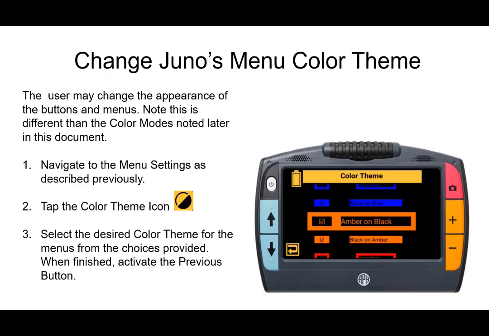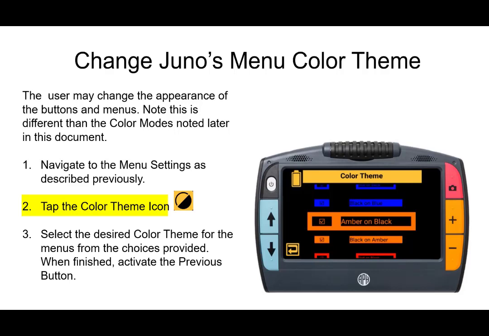That's in the user guide. We've been using that through this whole presentation and probably will continue to do that, but it's important to tell you how to change how those menus appear. So it's possible to do that by navigating to the menu settings that we've talked about in previous slides, and you're going to tap the color theme icon, which is that circle that has half of it a darker color and half of it a lighter color.